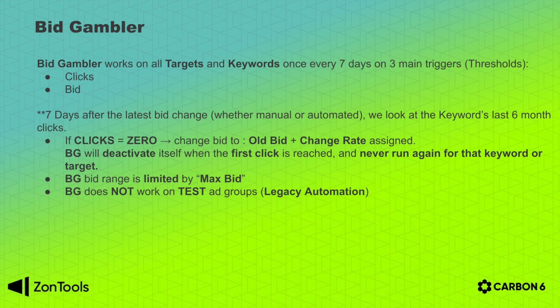7 days after the latest bid change, whether manual or automated, we look at the keyword's last 6-month clicks. If clicks equals 0, Bid Gambler will change bid to old bid plus change rate assigned. Bid Gambler will deactivate itself when the first click is reached, and never run again for that keyword or target. Bid Gambler bid range is limited by your maximum bid. Bid Gambler does not work on test ad groups, which is the legacy automation.